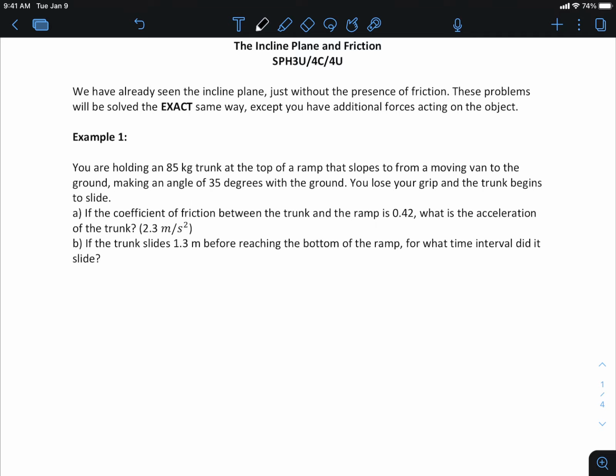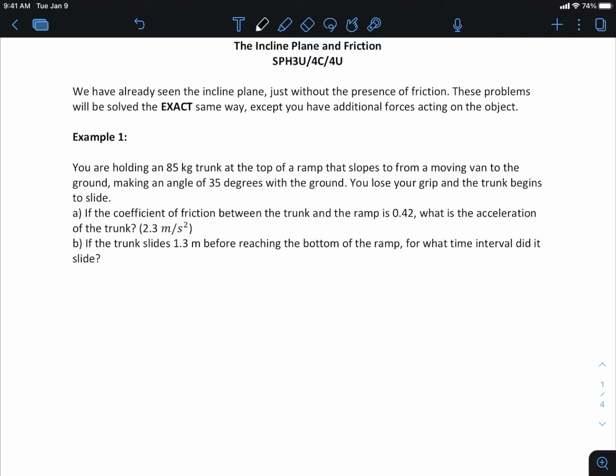We want to find the coefficient of friction. Oh, it told us that. Sorry, no. We want to find the acceleration. Sorry, you wouldn't know I did these questions already this morning. I did too many of them. And then we want to find, if the trunk slides for 1.3 meters, how long did the motion actually take? Those are the two questions that we're going to answer here.